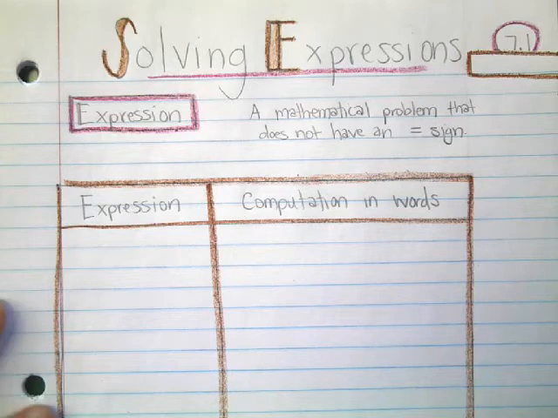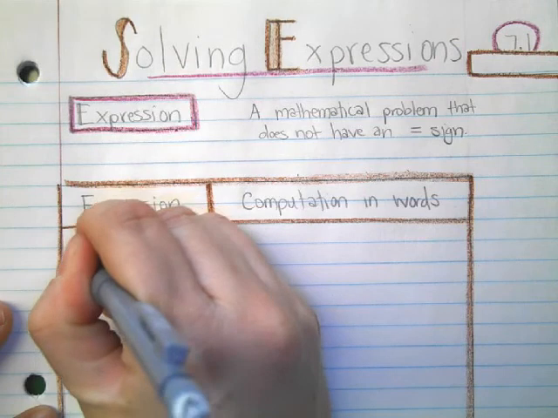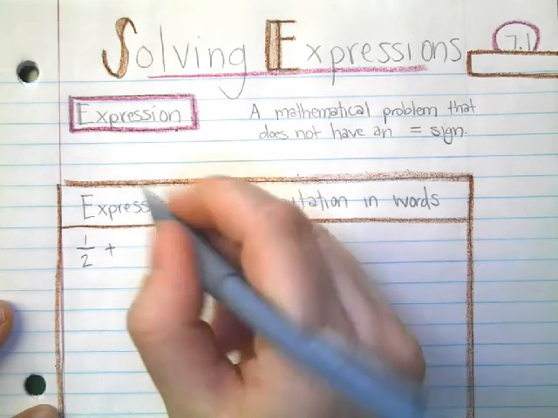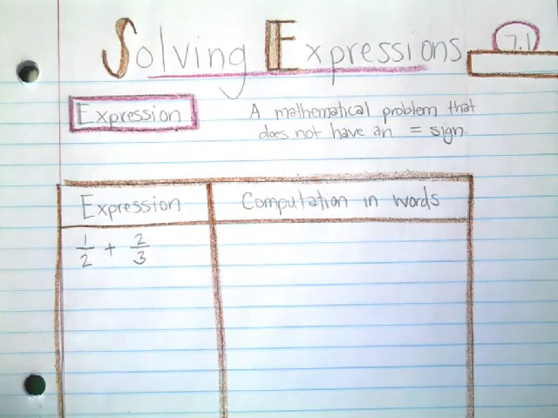So the first one we're going to try is this. That is the expression. It does not have an equal sign. I just want to know what this means in words. A lot of times people will say, oh, it's just 1/2 plus 2/3. That is what's happening, but there are different ways to represent how we say that, what this means in words. So will you take your red violet and circle the operation?